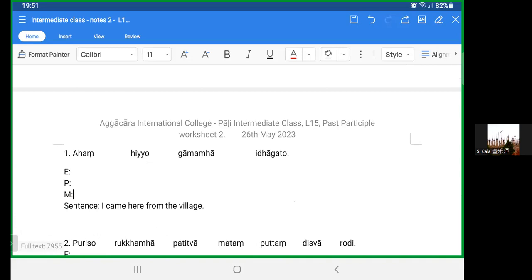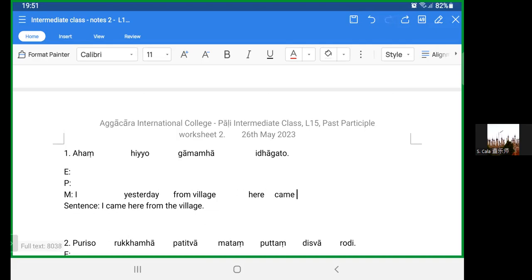I think this is not so good. Subject is I. Sorry, Saji. I thought they're supposed to present. Oh yeah. After I finish 2 sentences, I will let them present. All right. Okay. So I, Hio. Now you learn something. Like Aja is today, Hio is yesterday. So this one is from village. Okay. Now here, Ida is here, and Agato is came.